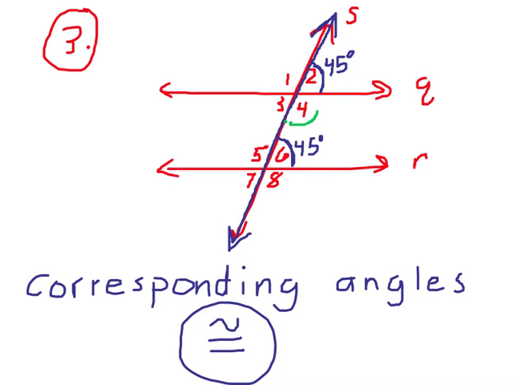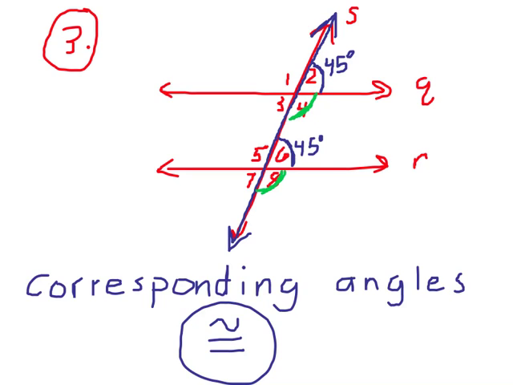oh gosh. Let me fix that. Angle 4 corresponds to angle 8. So angle 4 and 8 are also going to be congruent. Can you figure out the measure of angle 4 already knowing what angle 2 is? Of course you can. This line on this side is made up of 180 degrees. They're supplementary angles. 2 and 4 are supplementary.